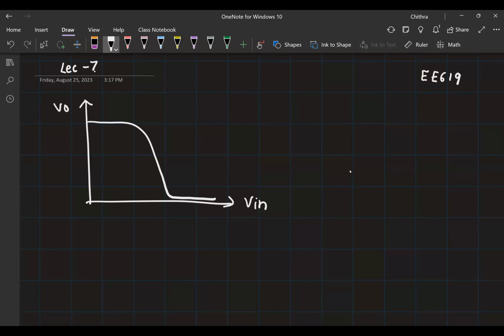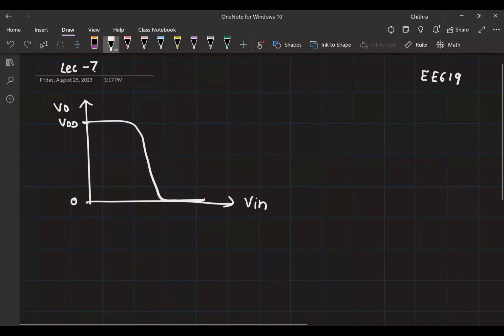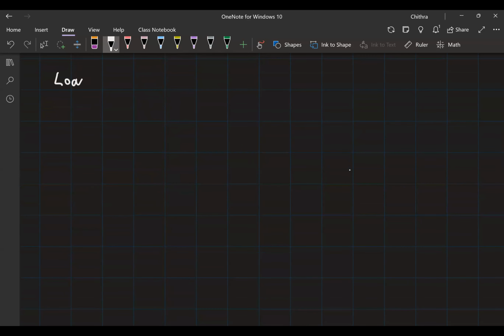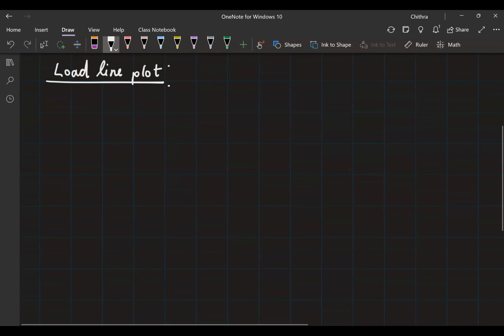where VOH was equal to VDD and VOL was equal to 0 volt. Now, we are going to look at the same plot using a load line plot. Were you able to do this? Were you able to derive it? Let's quickly go through it.